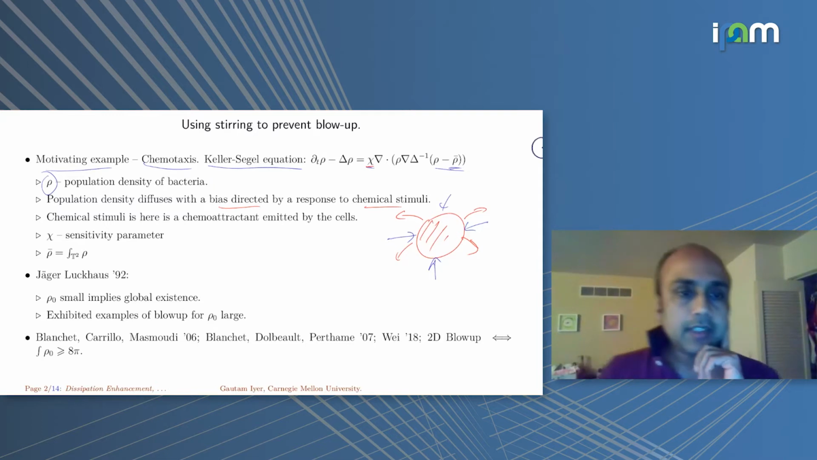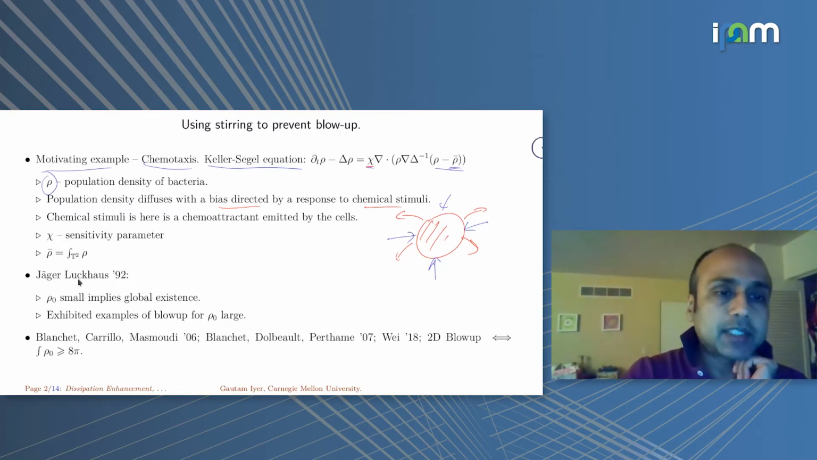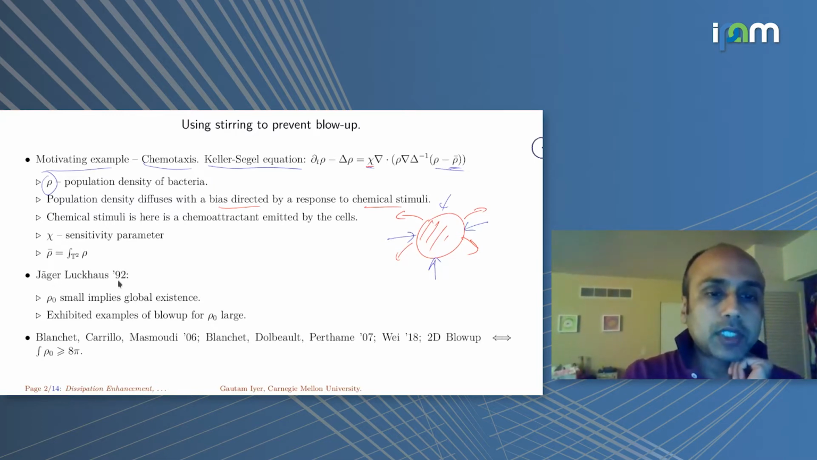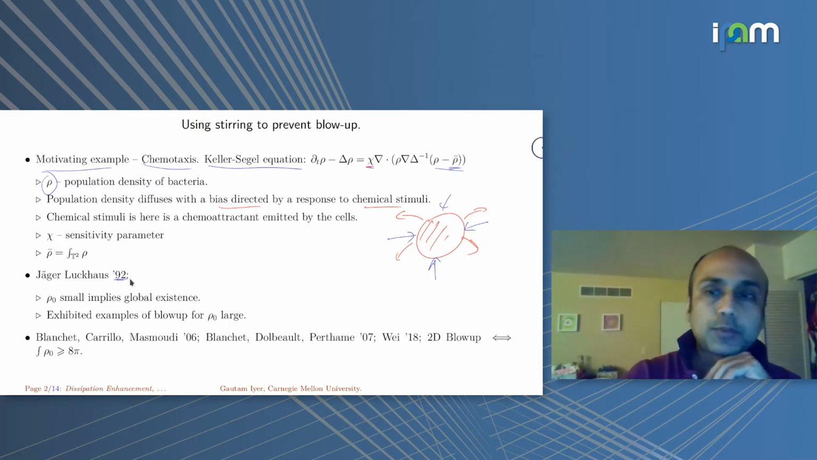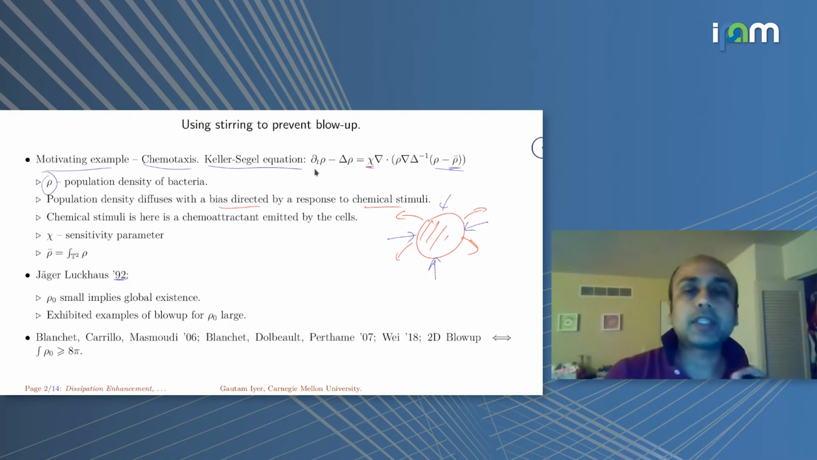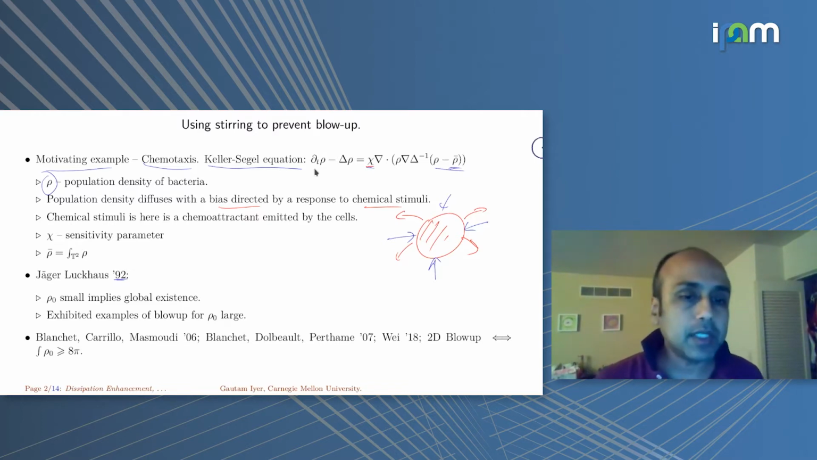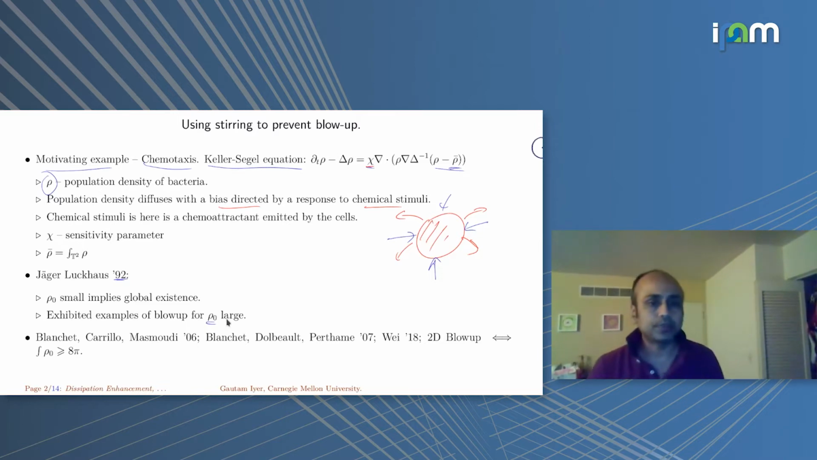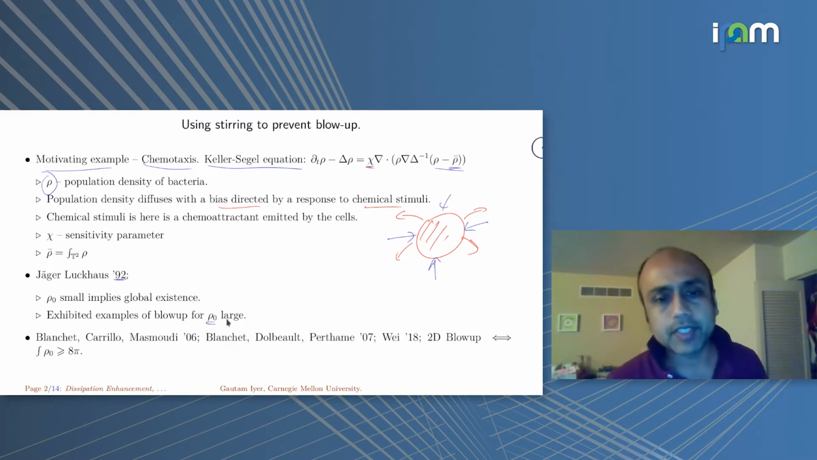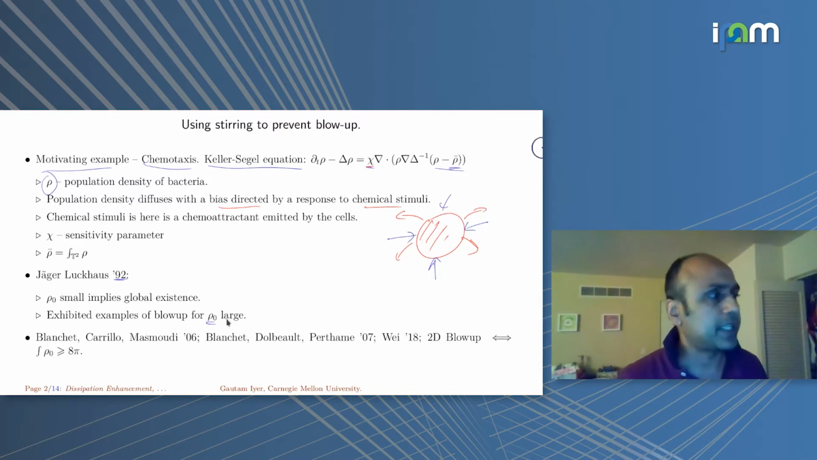So the various versions of this, let me go back to some work of Jäger and Luckhaus in the 90s, right? Who studied this equation, and they had two nice results, right? So first, if you start with small initial population, then everything is fine. You have global existence, right? Then they exhibited examples of blow-up when the initial population was large. And of course, there's a huge following. People have studied this in various ways since.